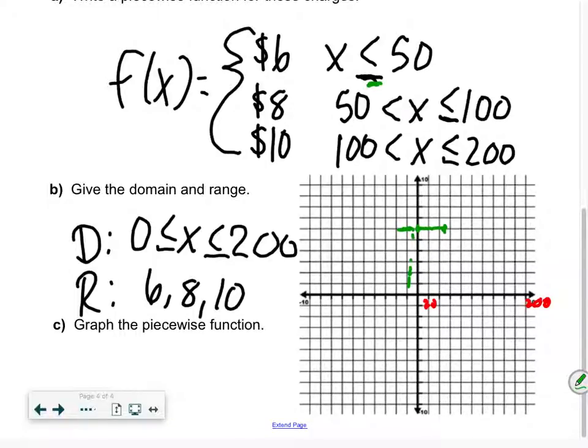Those are both closed circles because we can't have negative dollars. We're not going to deal with that. The second one is on 0. Then we go to 50, we jump to 8. This should be an open circle at $8 and 50. We go all the way over to 100. At 100, we have a closed circle. At $100 and a penny, we jump up to 10. Open circle, closed circle at 200. Oh, right.